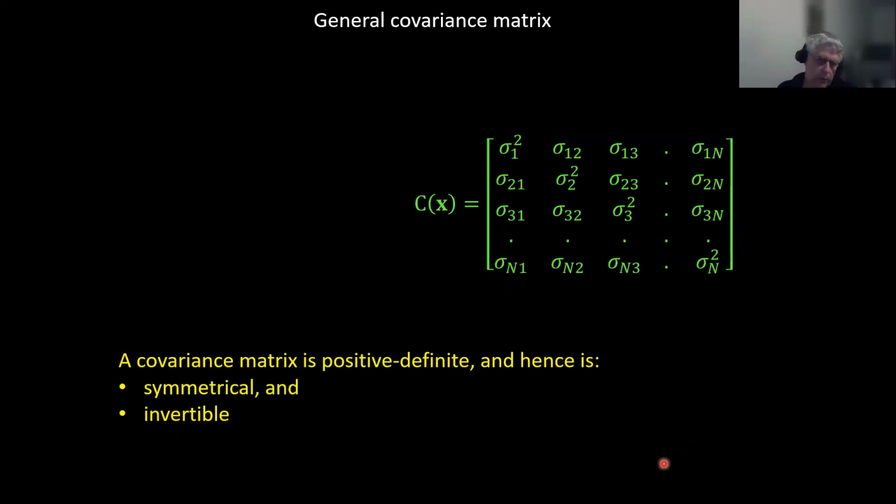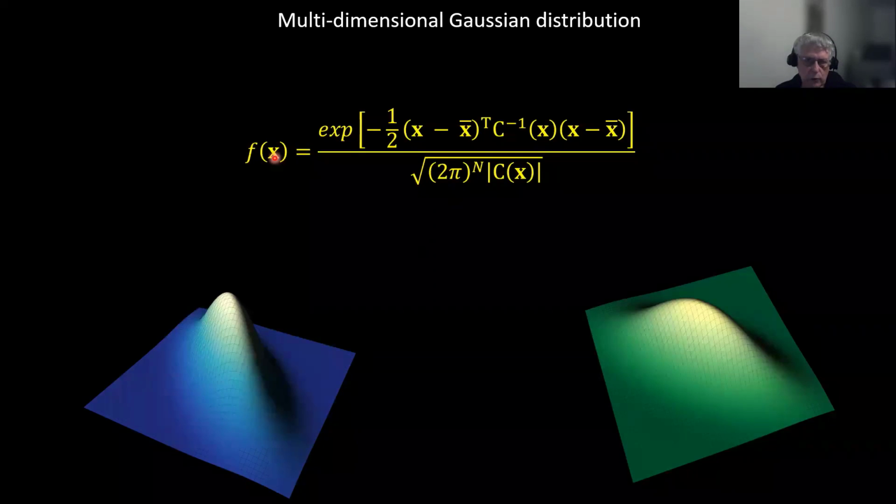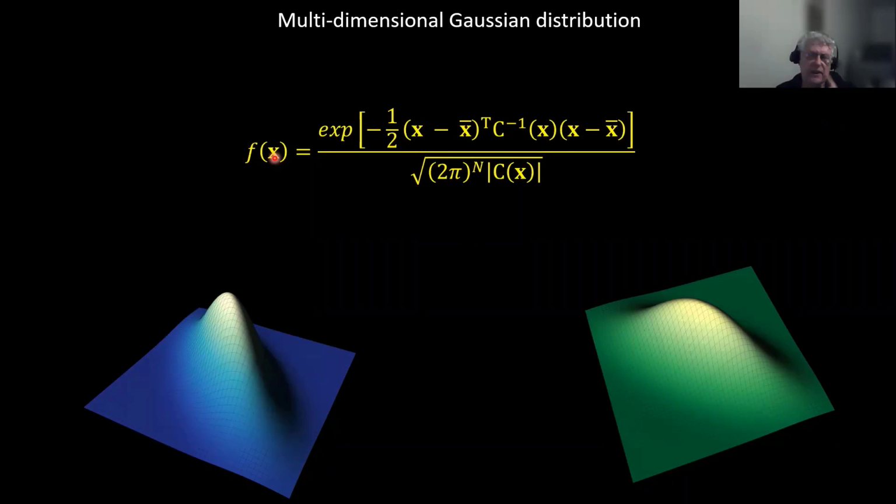So, some properties of a covariance matrix: it's positive definite. Therefore it's symmetrical, and therefore it's invertible. And this is important because here is the equation for a multi-Gaussian probability distribution. This is the probability density function of the random vector x on the assumption that the elements of X all vary according to a normal distribution. And look, at the center here, we have the inverse of the covariance matrix of X. So that covariance matrix has to be invertible.